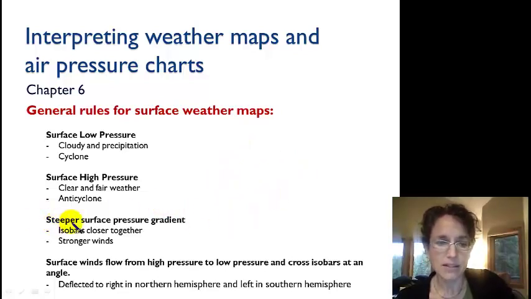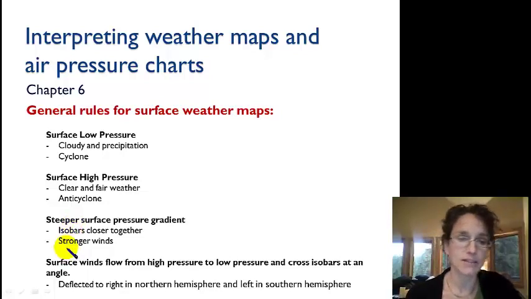If we have a steep surface pressure gradient, that means the isobars are close together, then the winds are going to be stronger and more powerful. If those isobars are further apart, then we have a mild surface pressure gradient and the winds are weaker.